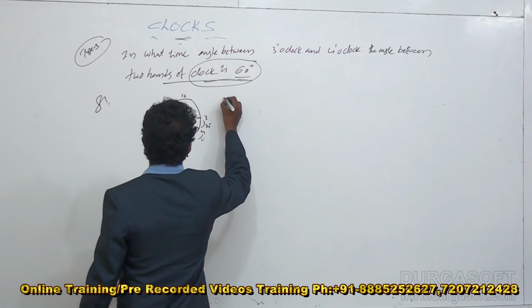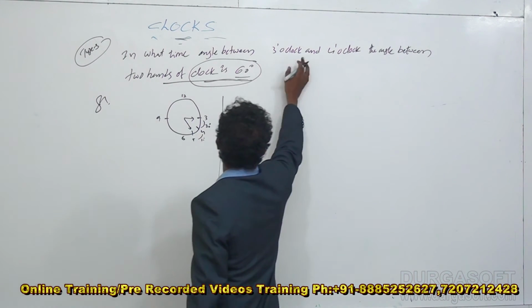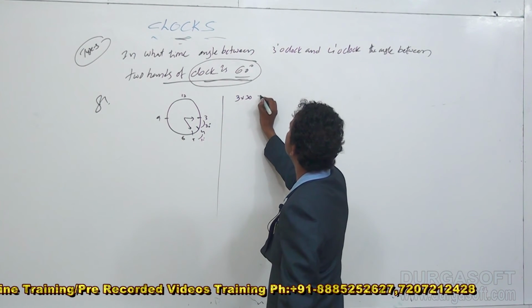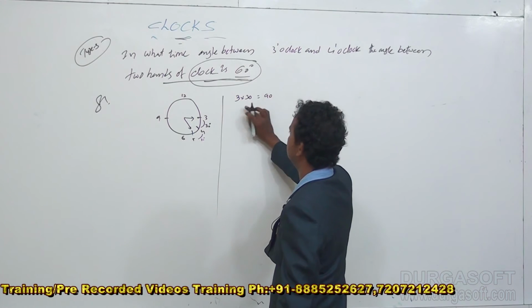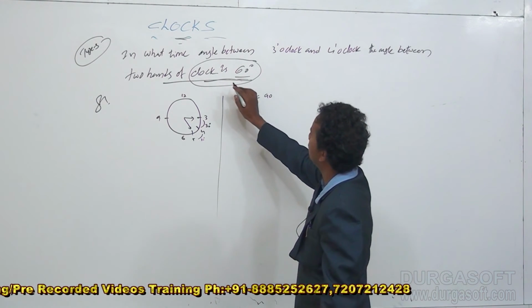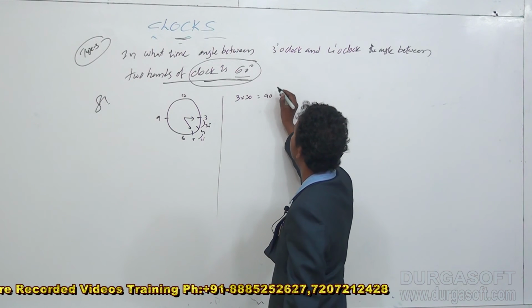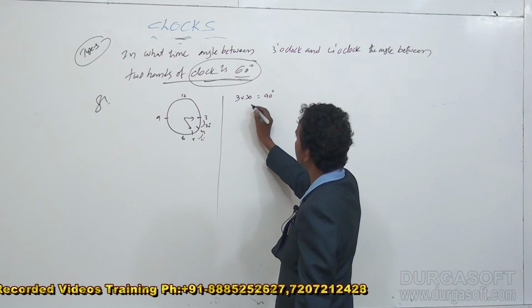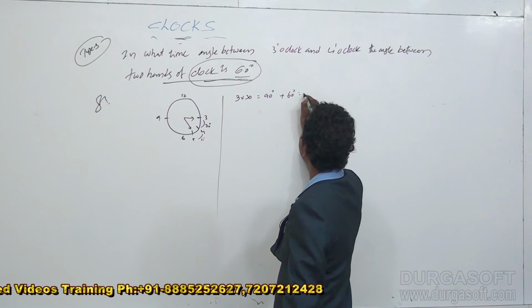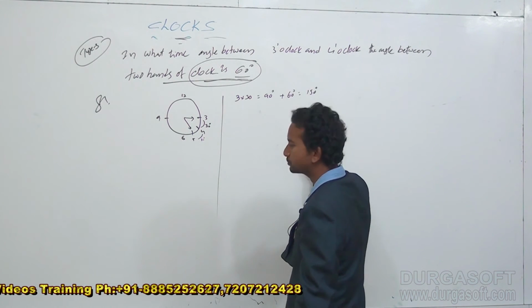Now the angle between, first you find 3 o'clock: 3 into 30 is equal to 90 degrees. Now again the clock hands of 60 degrees is given, so first I am adding this one: plus 60 is equal to 150 degrees.